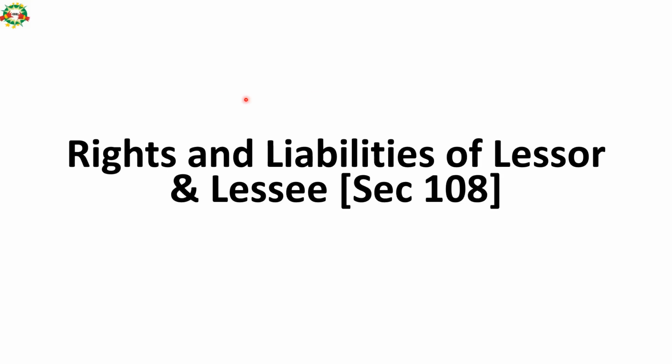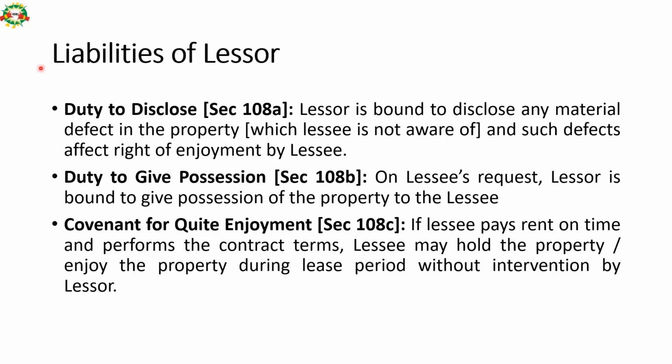Next is rights and liabilities of lessor and lessee, section 108 of TP Act. Liabilities of lessor. Duty to disclose. Lessor is bound to disclose any material defect in the property which lessee is not aware of. So, landlord should disclose all material defects of the property, and such defects affect right of enjoyment by lessee.